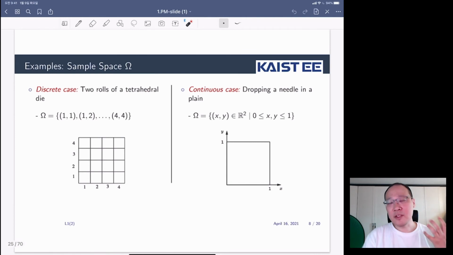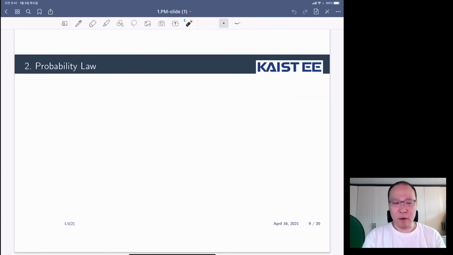But if you think about the continuous case of dropping a needle on a 1x1 plane, then the sample space should be the rectangle of the 1x1 plane, right? And that's obviously the continuous space of the plane. And that's a sample space. Now let's move on to the probability law.